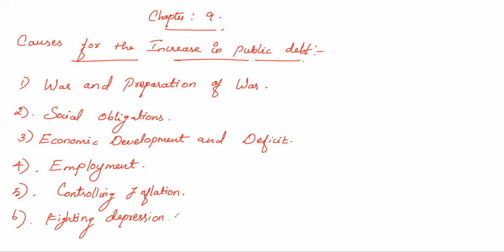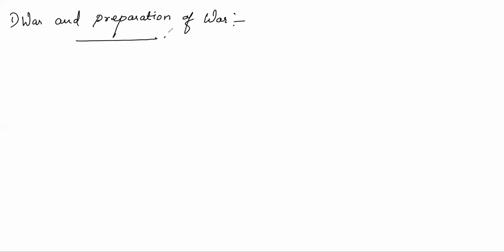These are the reasons for public debt increase. Okay? So, war and preparation of war, the first one. Waging war has become one of the important causes for incurring debt by the government. In such times there is a chance to borrow a lot, and then we will have a lot of expenses.